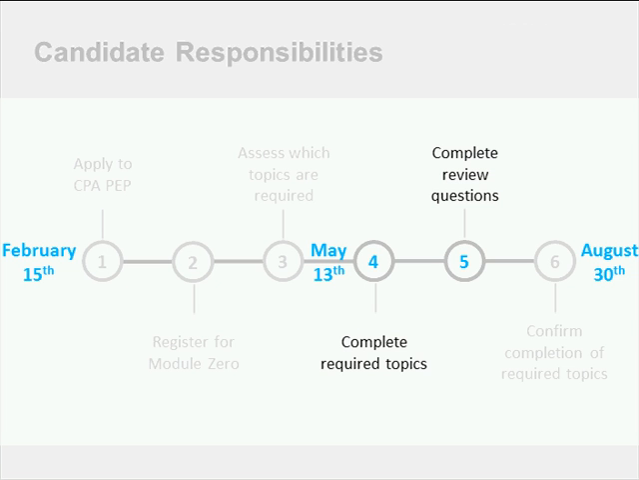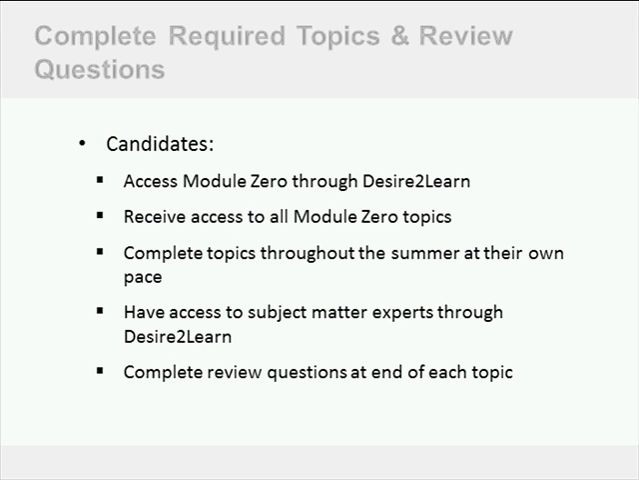Next we'll talk about completing the required topics and the review questions. Once the registration process is complete, CASB would grant candidates access to Module 0 through Desire to Learn, which is our online learning management system. All candidates would receive access to all Module 0 topics, regardless of their initial topic selection. This would also include any candidates who indicated that they do not need to complete any of the topics. What this does is allow candidates the option of completing more topics than they originally selected, in case they discover that maybe their knowledge base isn't as strong as they thought.